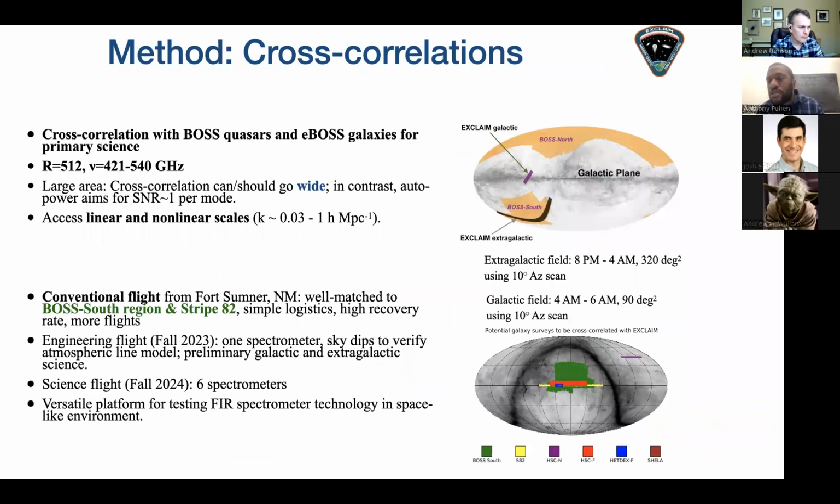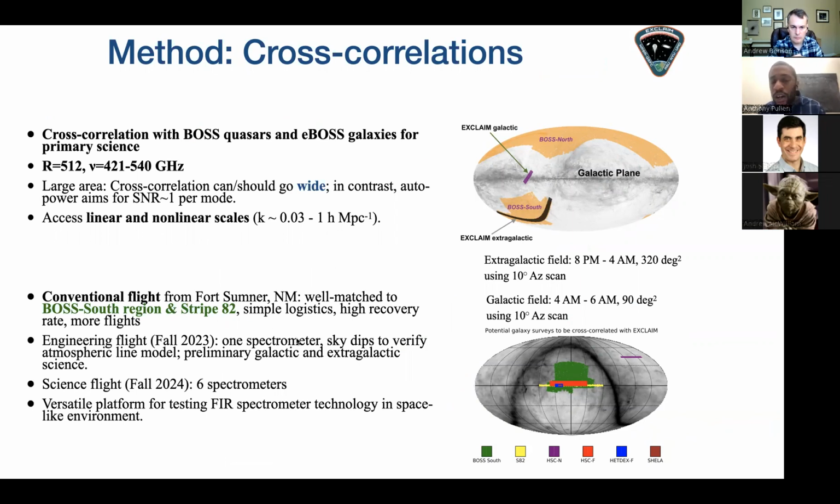This survey is going to use cross correlations in its extragalactic survey. So here's a map of the sky. The survey of the Milky Way is going to cover here. It's going to cover 90 square degrees, whereas the extragalactic survey is here and is going to cover about 320 square degrees. In order to be sure that we minimize any photon contamination, we're going to cross correlate our maps with quasars and galaxies from the Sloan Digital Sky Survey, to be able to measure power spectra and voxel intensity distributions.